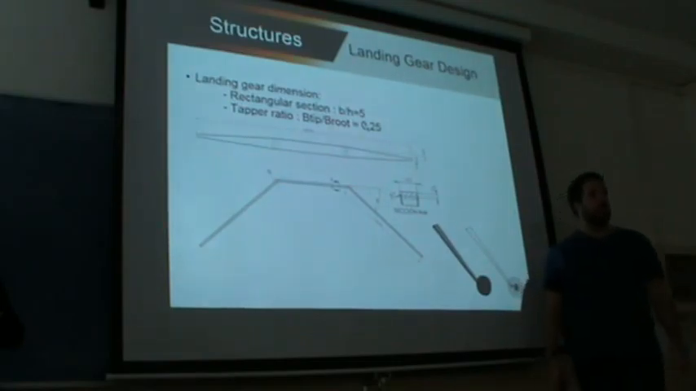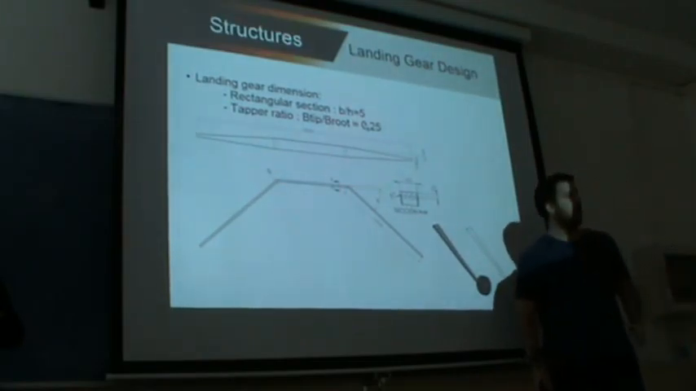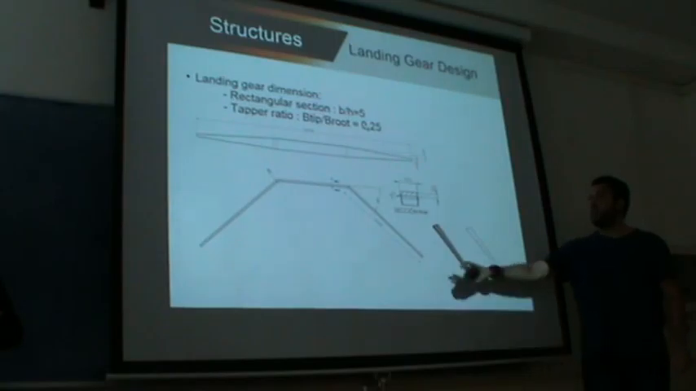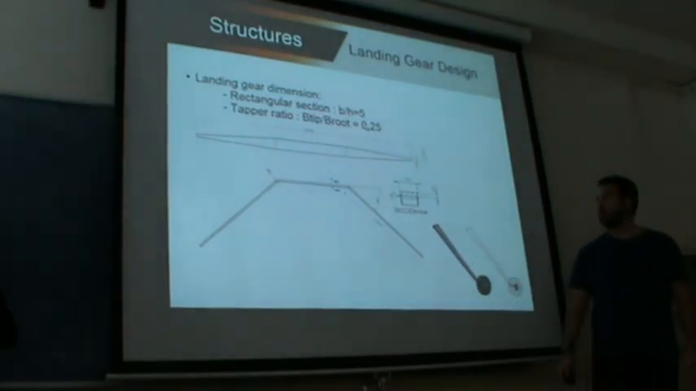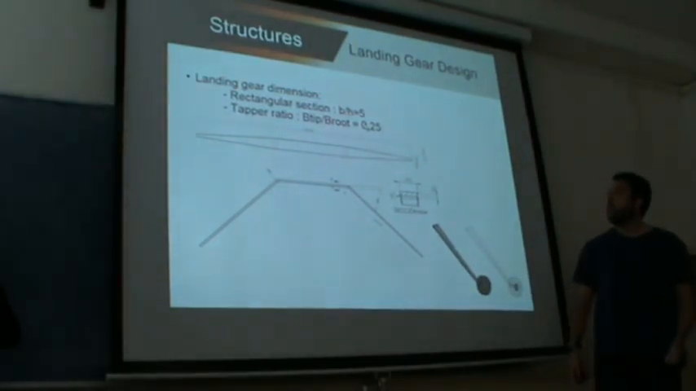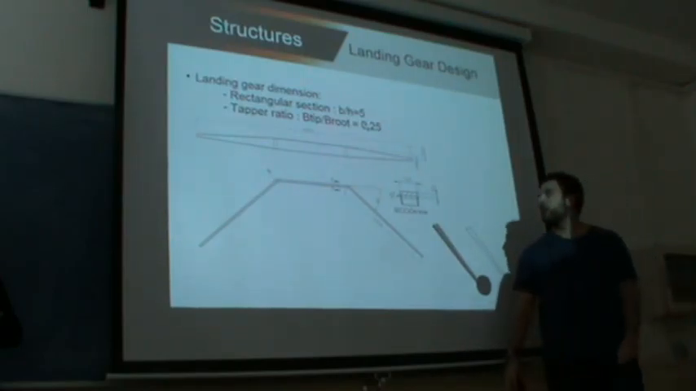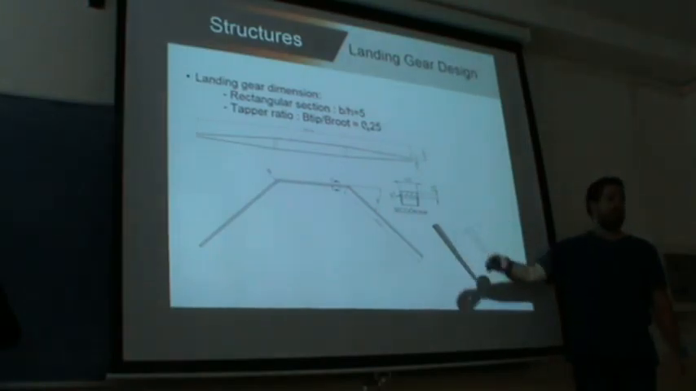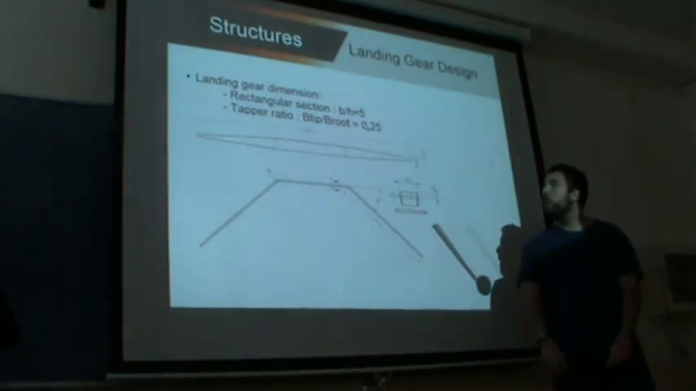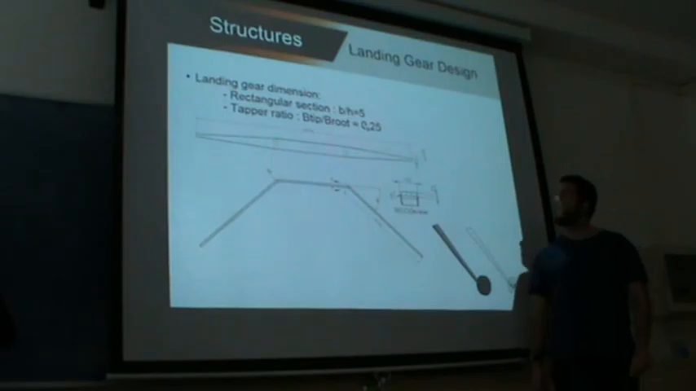So, doing the structural calculations that you can find in the report, that leads us to this landing gear design and dimensions. And finally we considered a rectangular cross-section with a ratio between base and height of 5 and a taper ratio of 0.25.